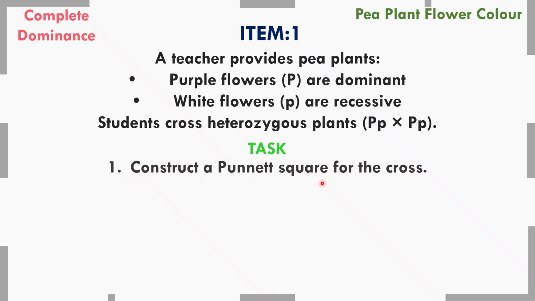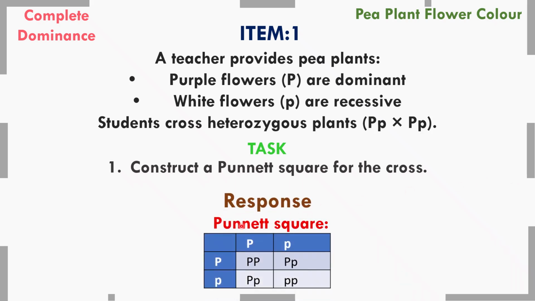Construct a Punnett square for the cross. In our Punnett square, we shall have capital P, small p as the gametes on one side, and capital P, small p on the other. And when we cross, we get capital P capital P, capital P small p, capital P small p, small p small p.